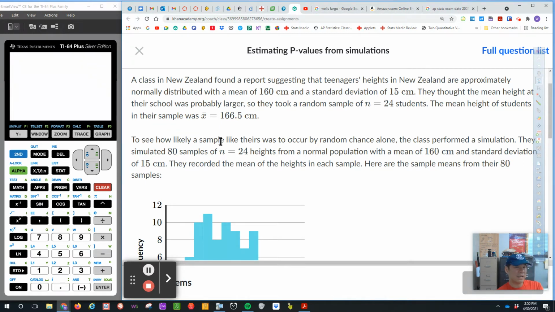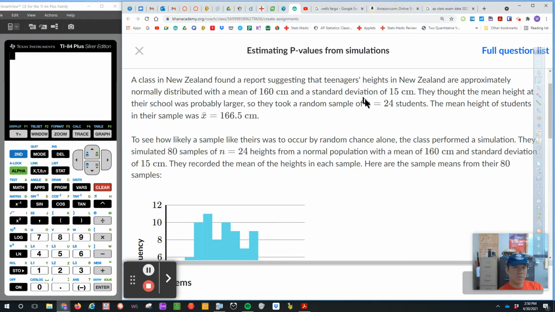So to see how likely a sample like theirs was to occur by random chance alone, the class performed a simulation. So, ladies and gentlemen, this is what a simulation is. Simulation is like you run it as if by random chance alone that such an event is taking place, and then you keep collecting data. You collect sample after sample after sample, due to random chance, and see what the distribution looks like in the long run. They simulated 80 samples of size 24.